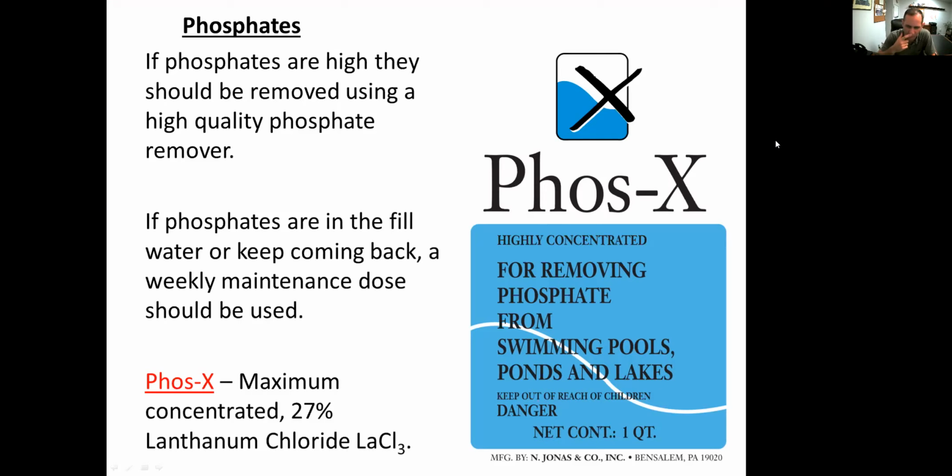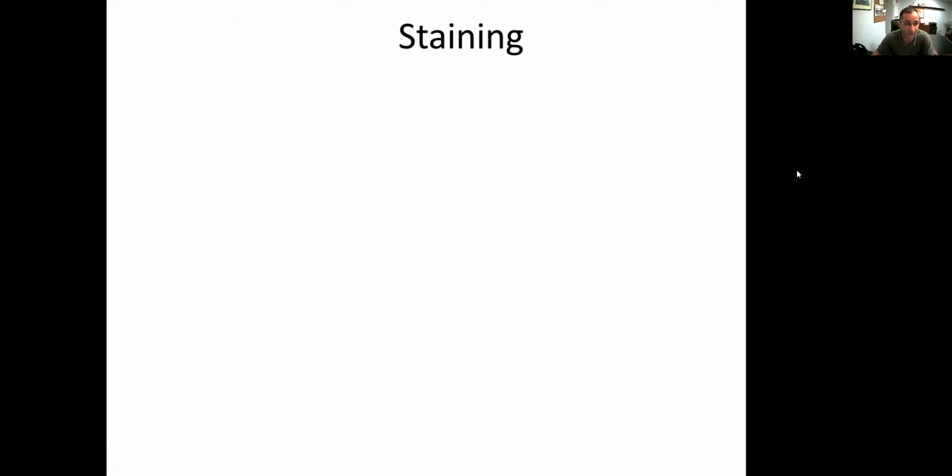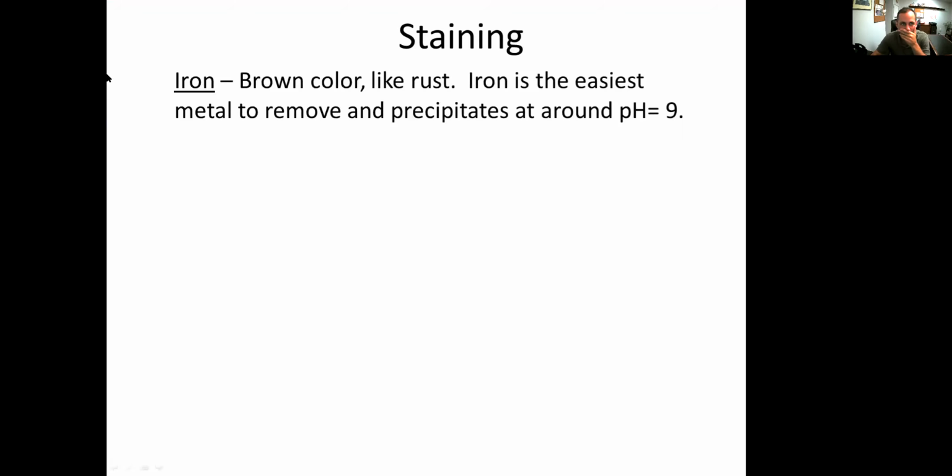The phosphates also combine with metals and form some hard-to-get-rid-of stains too. So that's a secondary, just an alternate problem that it could cause, and why you want to keep them low, trying to prevent any problems.